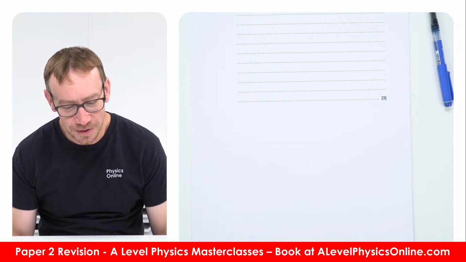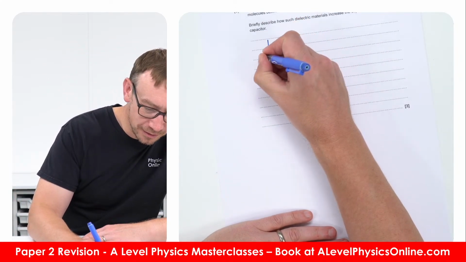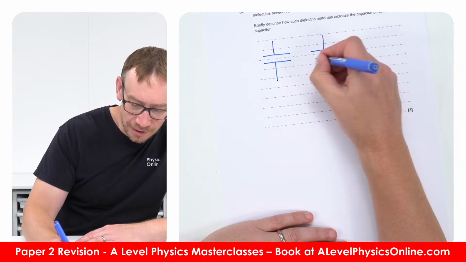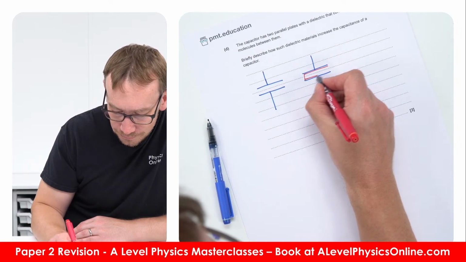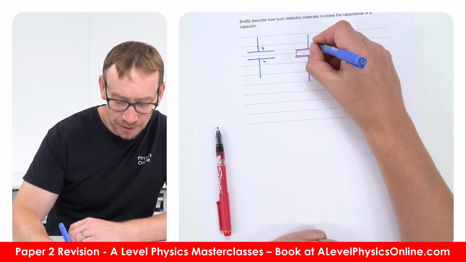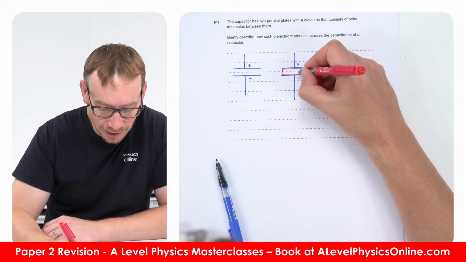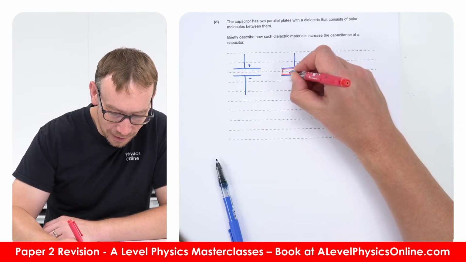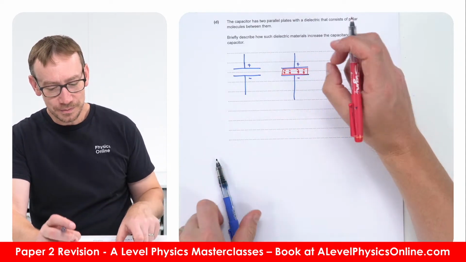Right, the capacitor has two parallel plates with a dielectric that consists of polar molecules between them. So here is a standard air gap in your capacitor. What we can do instead though is we can put in a dielectric in the middle. Okay, so here's a dielectric. So imagine that was positive originally and that was negative. That's still going to be positive and that's negative, but that means that the polar molecules in the dielectric are going to line up with this to make this side negative and this side positive, I think. Is that right? So you're going to have the polar molecules lining up like that.